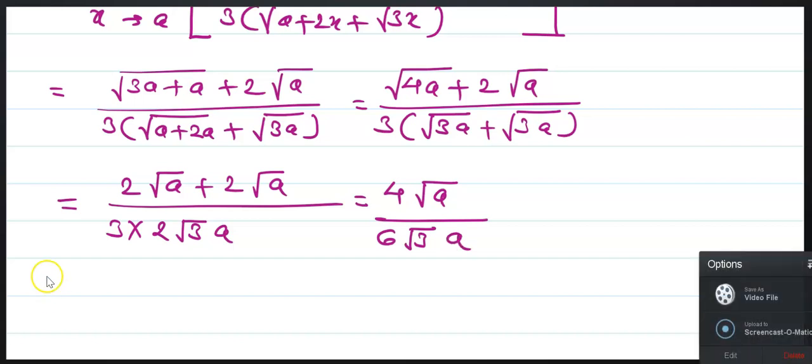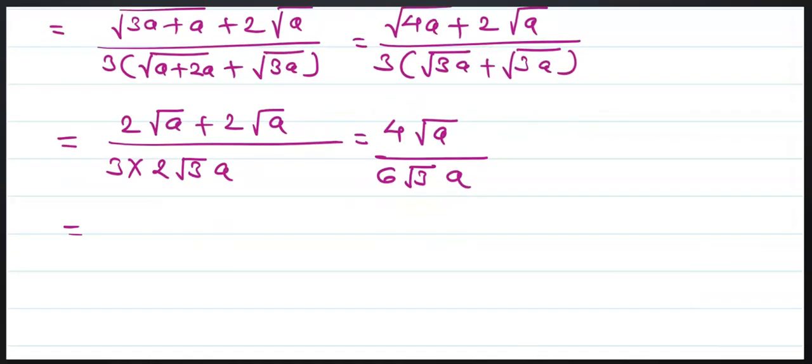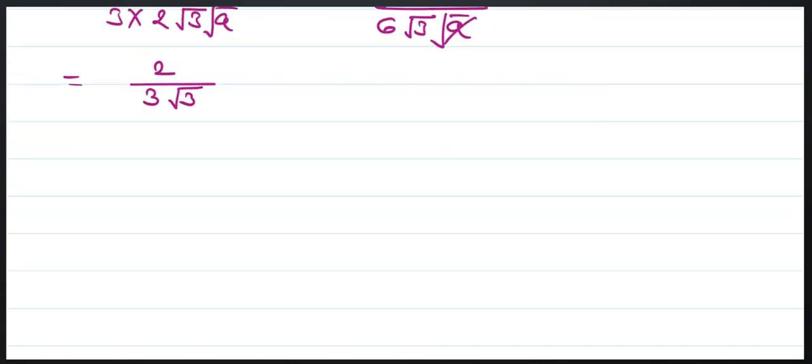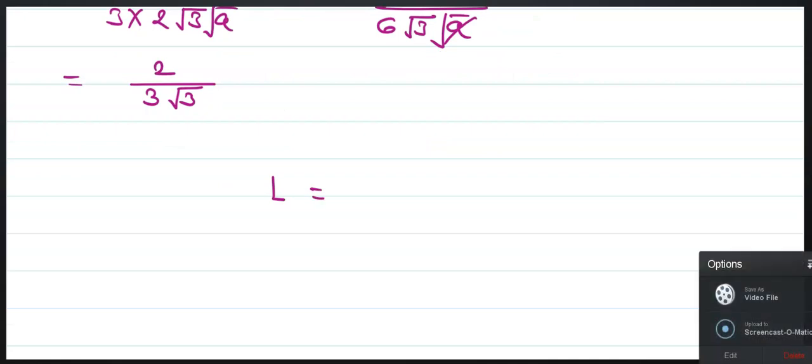This is the addition. 2 root a plus 2 root a, 4 root a. 2 into 3 root 3a, that is 6 root 3a. Now to the numerator we have root a and the denominator is only a. That is 1 upon root a. This is the answer. You can again see this.